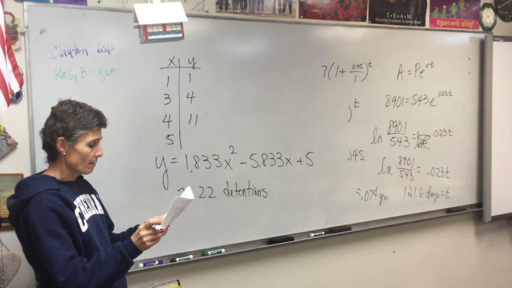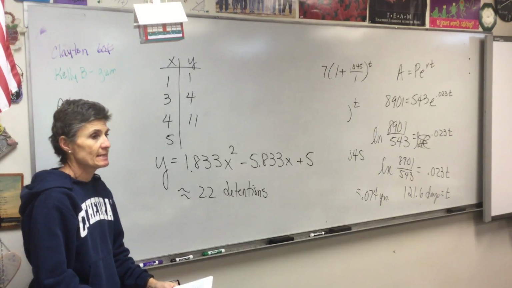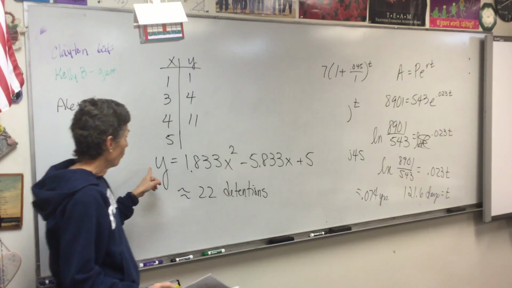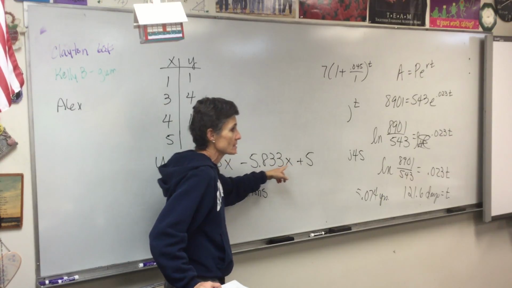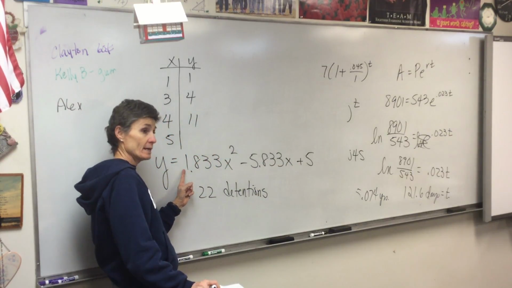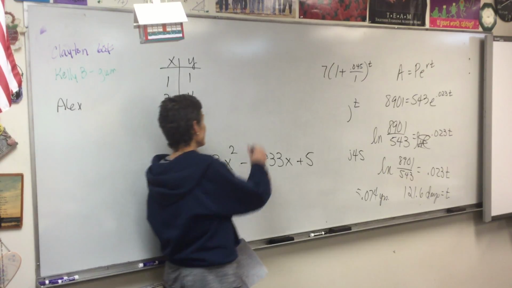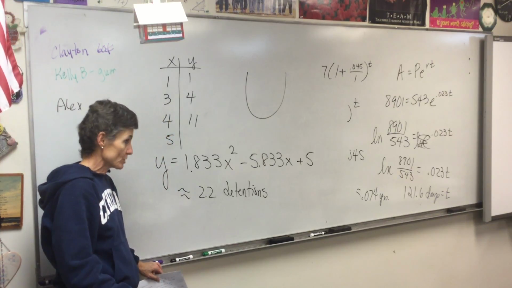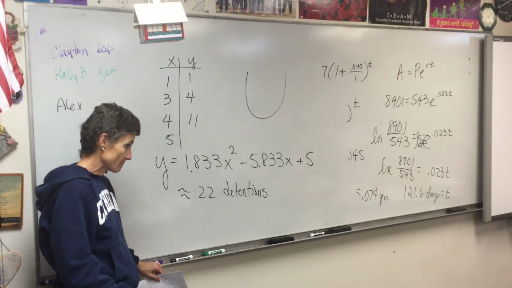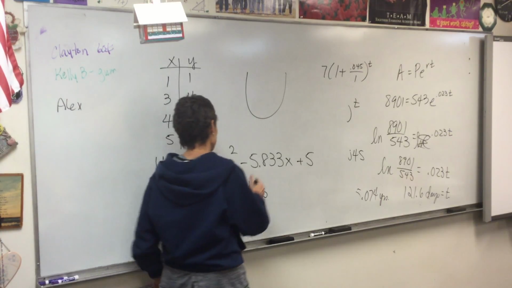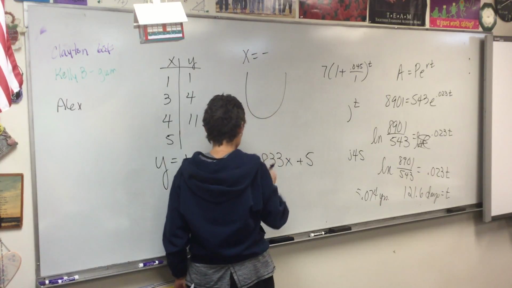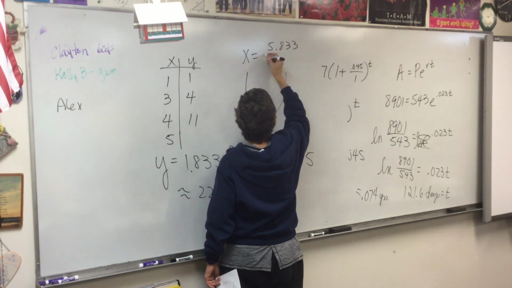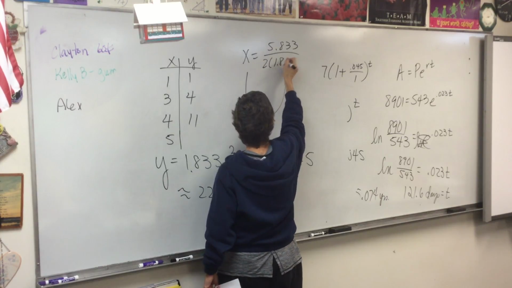What is the minimum number of detentions that he can receive? Now, before you start freaking out, what shape is this if you graph this? Parabola. A parabola. So we'll go back down, opening up. What can you tell me about the minimum of a parabola opening up? It's its vertex. And how do we find the vertex? Negative b over 2a. So our vertex is going to be actually 5.833 over 2 times 1.833.